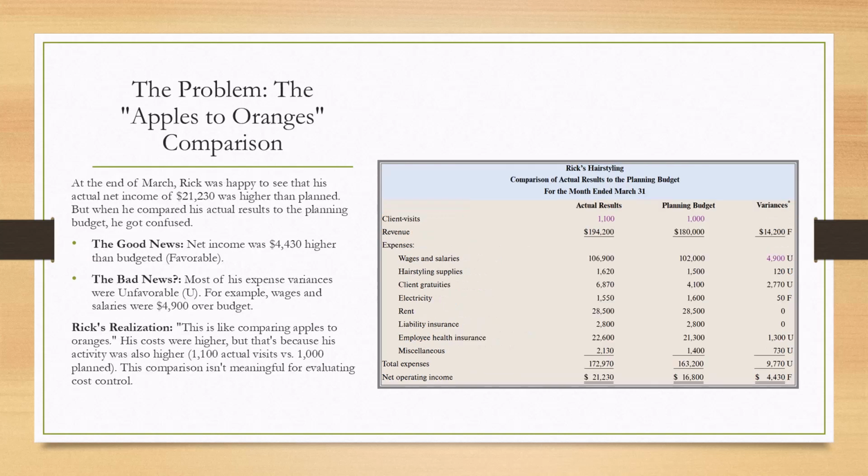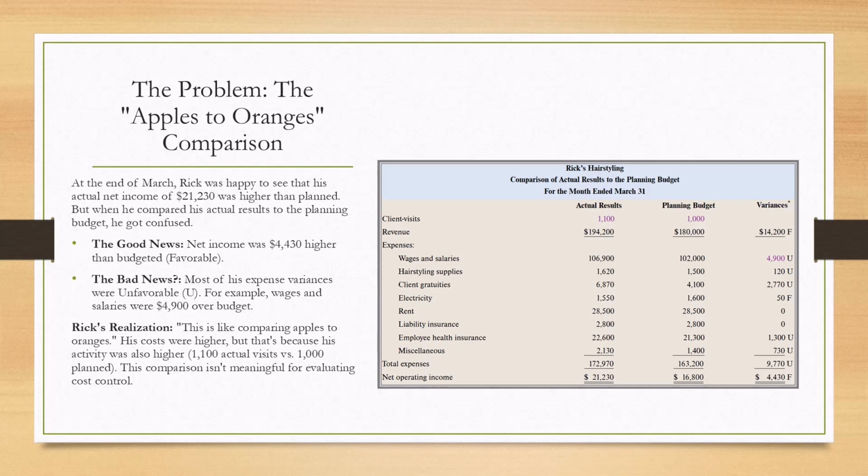Now, let's look at what actually happened. At the end of March, Rick was happy to see that his actual net income was $21,230, which was significantly higher than he had planned. But when he created a simple report comparing his actual results to his planning budget, he became very confused. While the good news was that his net income was over $4,000 higher than budget, the bad news, or so it seemed, was that most of his expense variances were labeled as unfavorable.